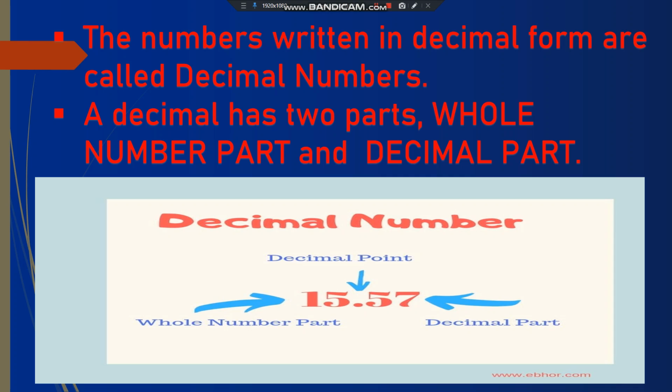A decimal has two parts. On the left part of the decimal, we have the whole number, and at the right side of the decimal, we have the decimal part. 15.57. The number at the left part of the decimal is 15. That is the whole number part. On the right side of the decimal, we have 5, 7. That is the decimal part.